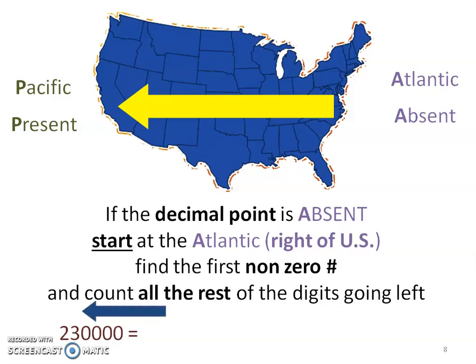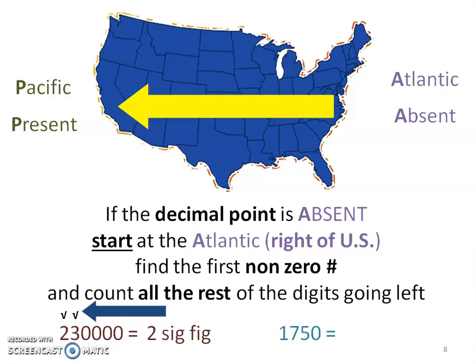So I'm going to start from the Atlantic side, go to the Pacific side until I see my first non-zero number. And in this case, it's the 3. So 3 and the 2, so that would be 2 sig figs. Again, we'll try it one more time.